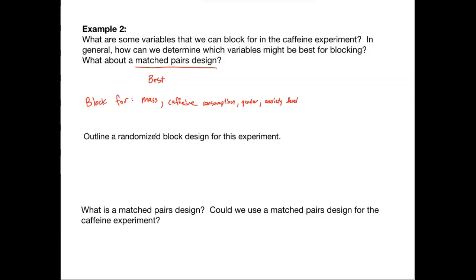All right, so let's say I decided to block by caffeine consumption. And I identified people as regular coffee drinkers, or we could say heavy coffee drinkers, moderate coffee drinkers, and non coffee drinkers. Then let's say I had 30 subjects. And I separated them into 10 heavy drinkers, 10 moderate drinkers, 10 non drinkers.